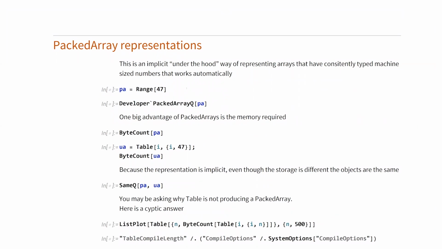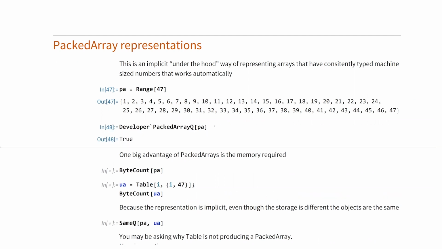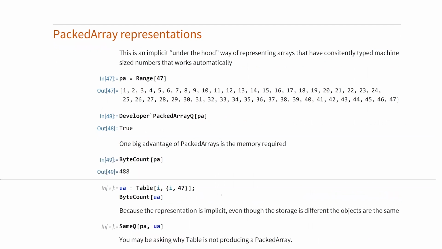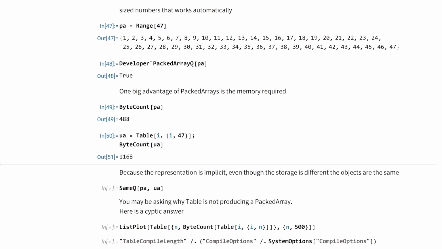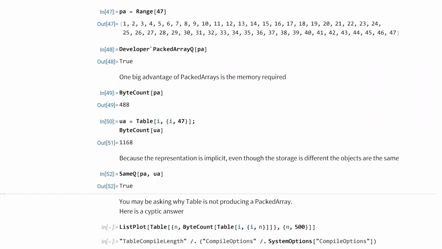So let's look at packed arrays. Let's do Range of 10^7. This is a constructor of only a vector, so it's yet another array constructor. This is a packed array, so let's look at the ByteCount. How much memory does that take? Now I'm going to take another way of doing this. I'm going to use Table. Even though the data itself is the same, the byte count is almost 3 times more, and I can check that they're the same, so the look is the same.